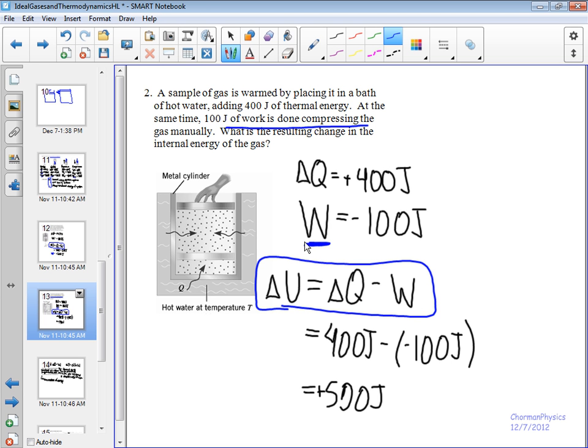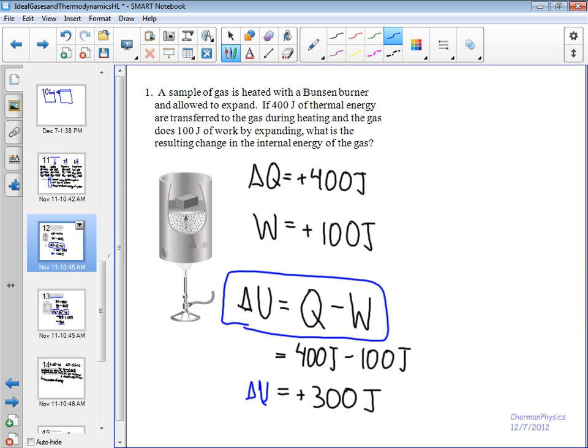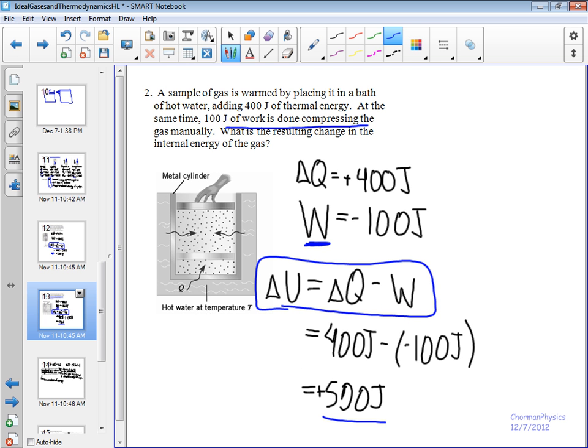So the total change in energy of this one is going to be positive 500 joules. If we compare both these situations, that makes more sense, right? Here we have some energy leaving the system by the work the system does. Here, energy is being added to the system by work done on the gas. So the total change in internal energy should be more over here.